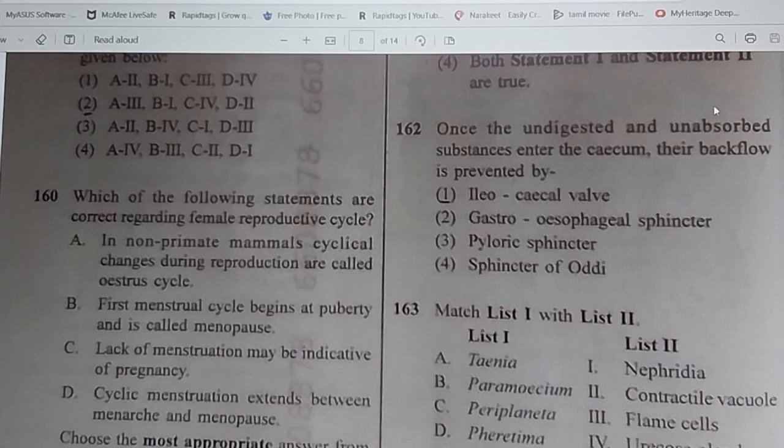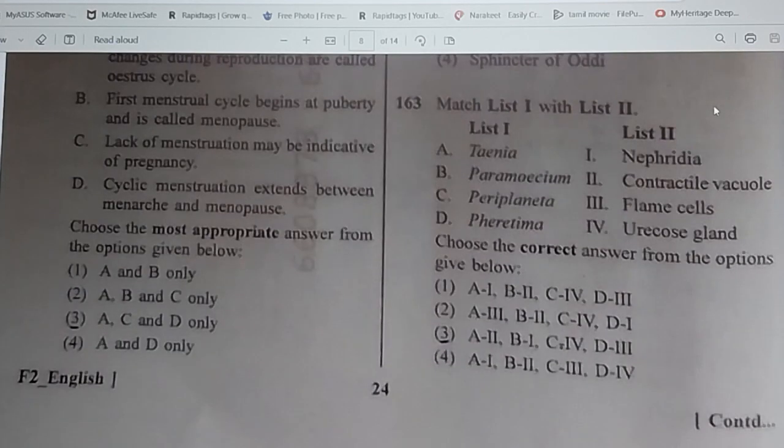Once the undigested, unabsorbed substance enters the cecum, their backflow is prevented by ileocecal valve. 162 option A. 163. Matching list 1 and list 2. Taenia, flame cells, A is 3. Paramecium, contractile vacuole, B is 2. Periplaneta, cockroach, uricose gland, so C is 4. Pheretima will have the nephridia, so the option is B.